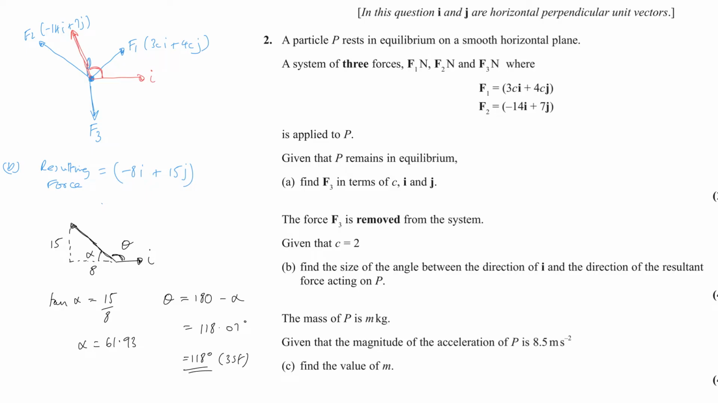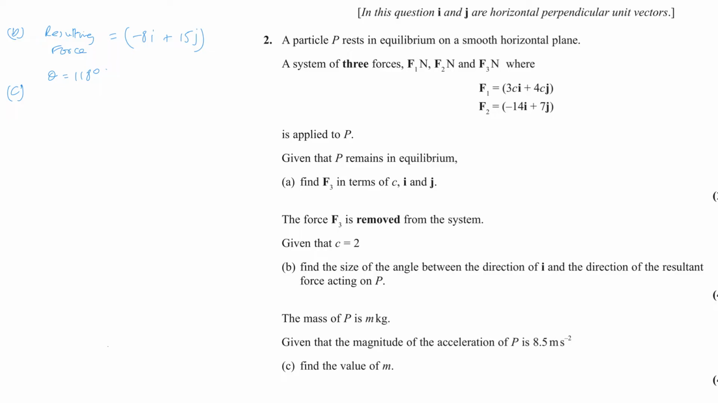As long as I've got the accurate one before it, my choice of rounding is fine afterwards. So c times m is m, we have to find that, and acceleration is 8.5. So F equals ma.